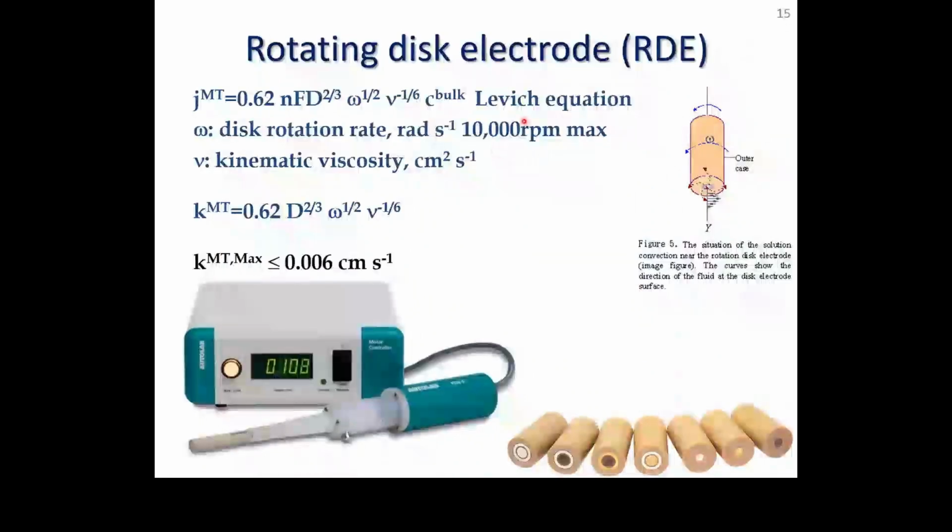I should say that the maximum rotation rate that we have here is limited to about 10,000 RPM. Real systems typically don't go much above 5,000 RPM. This limit is due to the fact that above 10,000 RPM you start getting cavitation at the electrode surface. That is, the change in pressure is so great that you actually start getting bubbles formed just due to that fast rotation rate. So typically 5,000 RPM is the maximum.